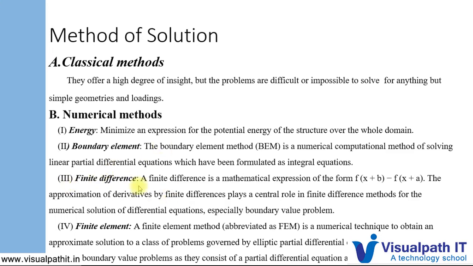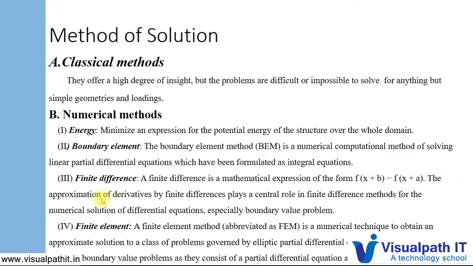Then we have finite difference methods. This finite difference method, or then finite volume method, these two are mainly used in flow analysis, like fluid flow is there, and we try to identify the fluid properties like mass, flow rate, velocity of the flow, like that. There we use this finite difference method. And the theory is like a finite difference method is a mathematical expression of the form f(x + b) - f(x + a).